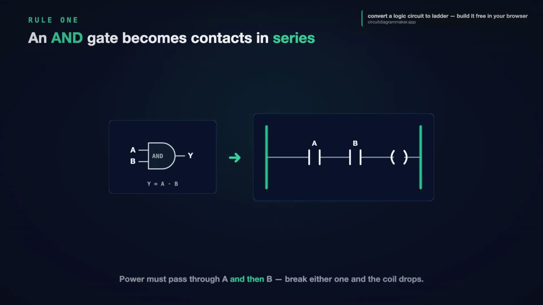Power leaves the left rail, and to reach the coil, it has to pass through contact A, and then through contact B. If either one is open, the path is broken and nothing gets through. 2 conditions, both required, wired nose to tail. Series is AND. That is your first rule, and honestly it is the one you will use the most.